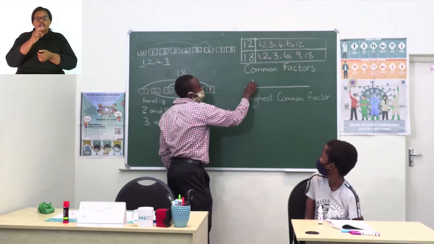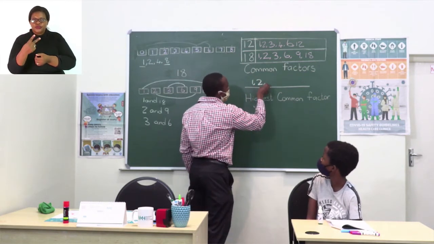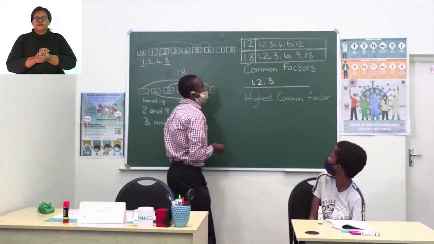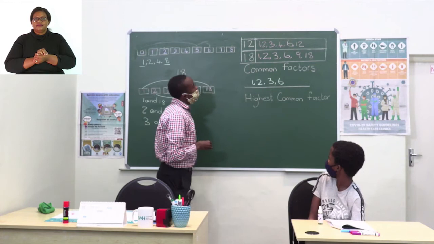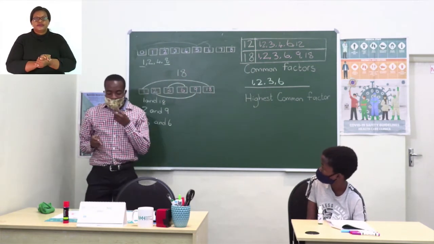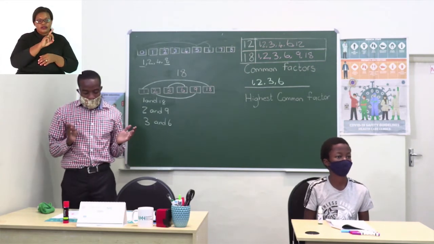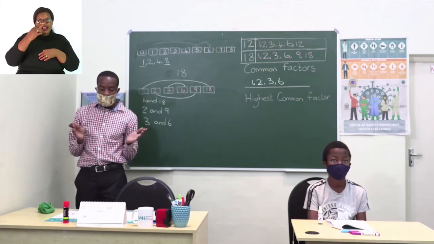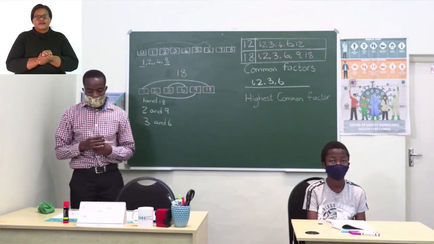1. What else? 2. And then? 3. And then? 6. What else? That's it. Okay. So by that, we are done with number B, because we have discovered all the common factors of 12 and 18.